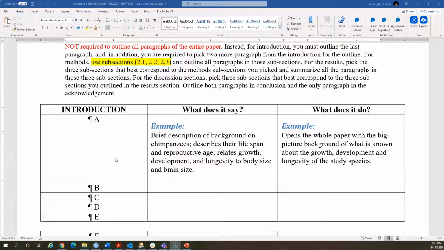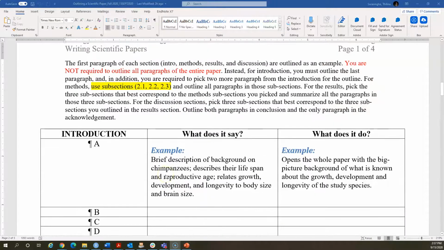The same principle for discussion, right? So you picked three subsections from the results, right? Skim through the discussion. Just skim through the discussion and you will immediately realize what sections of discussion correspond best with the three subsections of results, right? And then outline those three subsections, right? So it is as simple as that, right?